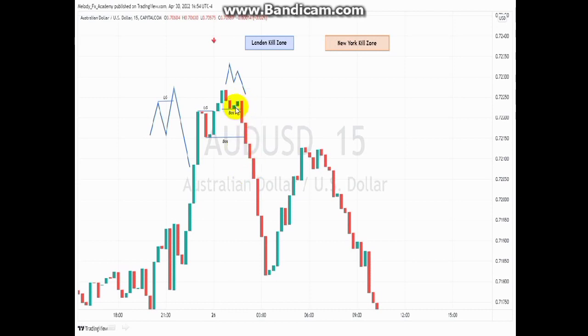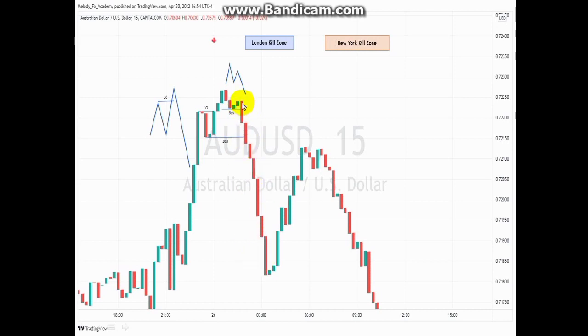Okay, so this is a failure swing. Price failed to go above the previous old high. Price failed to create a higher high, and broke down in structure to the downside. So price shifted in structure. There was a huge displacement here.